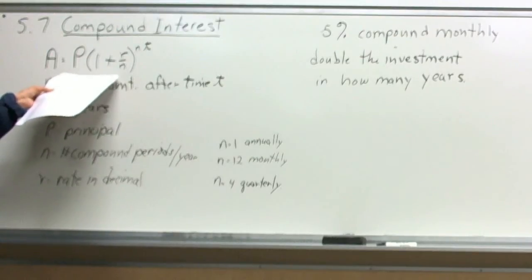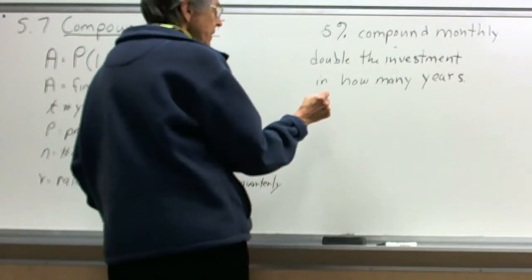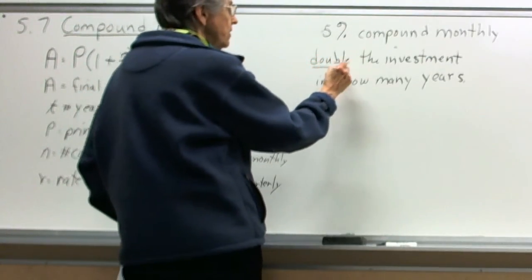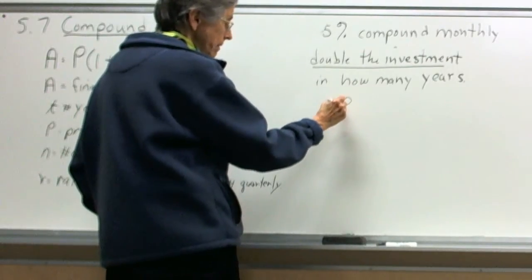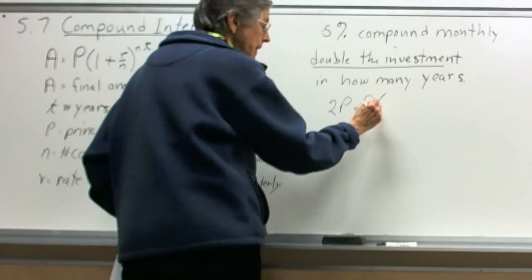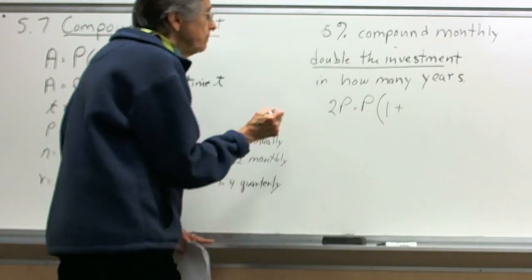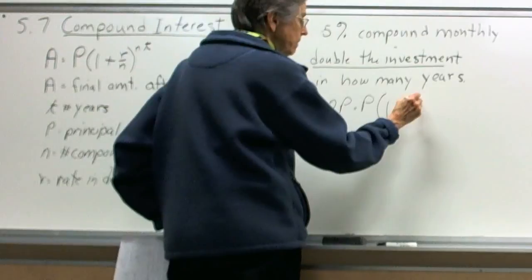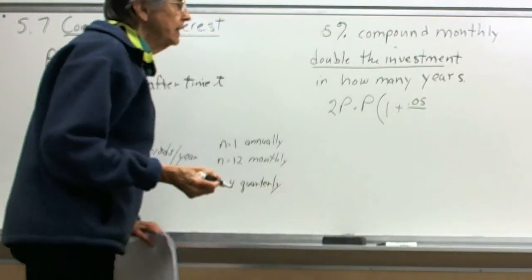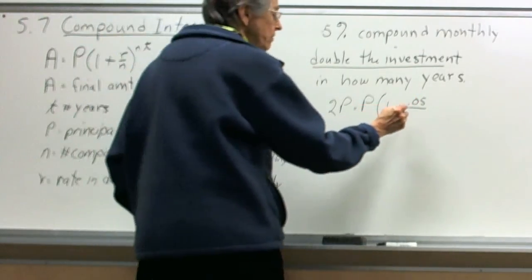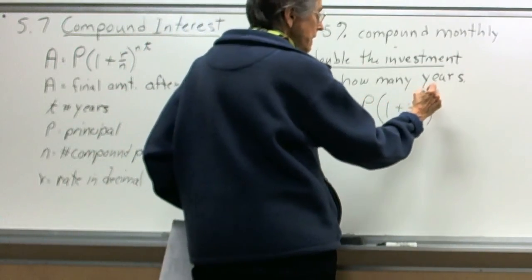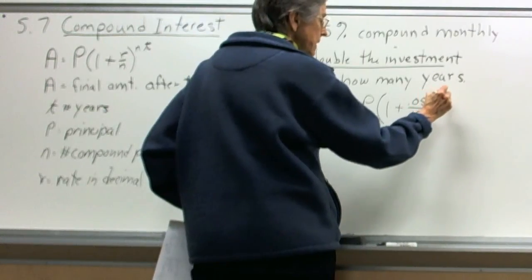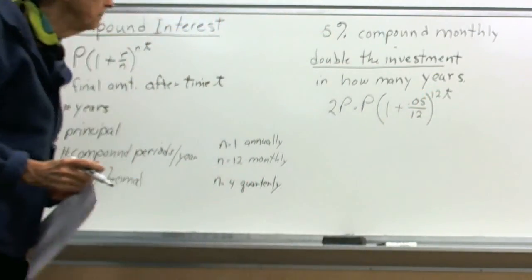Again, we're going to use this formula where we're compounding monthly. So the amount that we want to end up with is twice the original investment. So I can simply put in for A 2P. And that's going to be P times 1 plus R, which is 0.05. Now N is monthly, so we'll have 12 compounding periods per year. And NT, the exponent, will be 12 times the unknown, which is T.